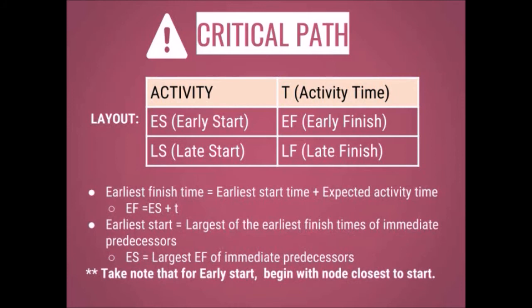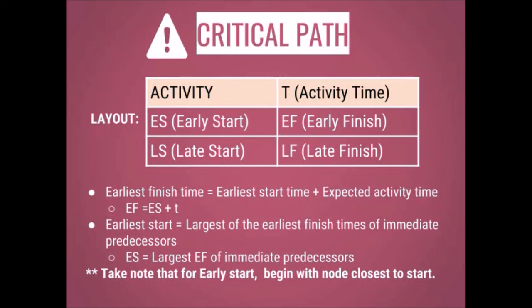Here, we have the layout on how to input the time activities and their respective start and end time in the node. First, we write the activity. Beside it, the activity time. At the bottom of the activity, we write the earliest start on the left side and the earliest finish on the right side. On the bottom of the earliest start, we write the latest start, and at the bottom of the earliest finish, we write the latest finish.